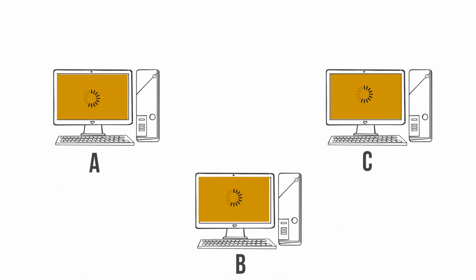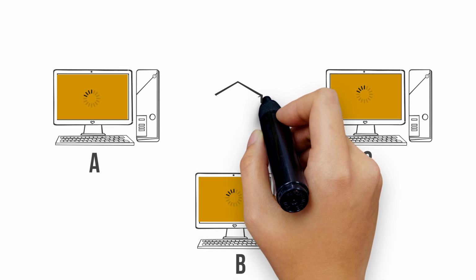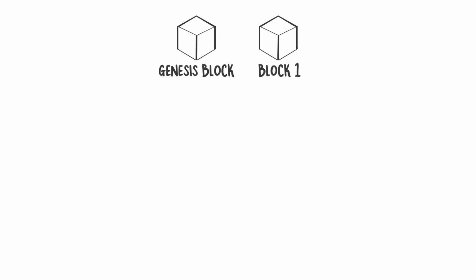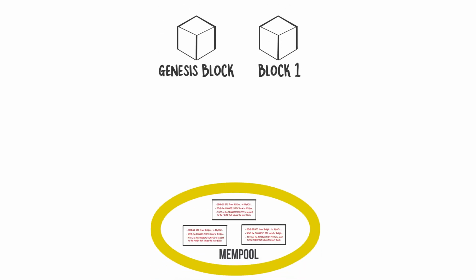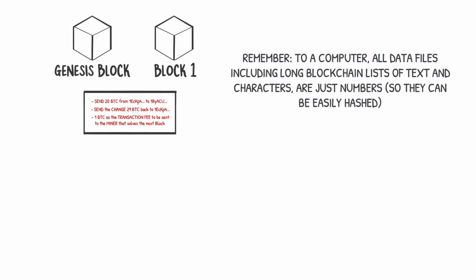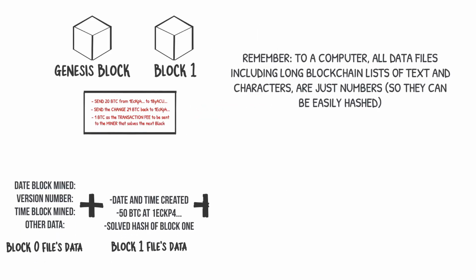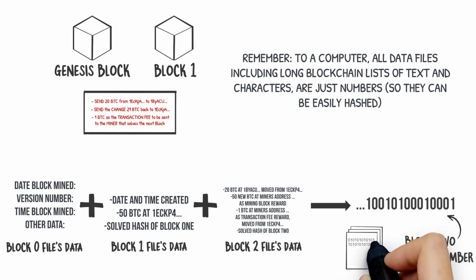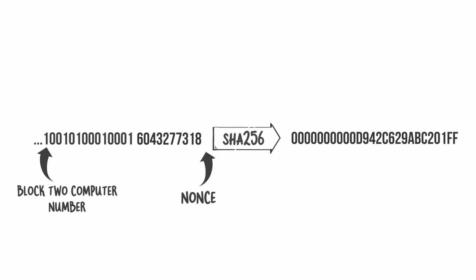Now, let's assume all 3 participants, A, B, and C, continue to try to solve the next block of the Bitcoin blockchain called Block 2. To do this, they would take the current blockchain and then add any transactions they like from the mempool to create a new blockchain that includes Block 0 and Block 1 and Block 2, which is then expressed as a Block 2 computer number. They will then attempt to solve the new block like before.